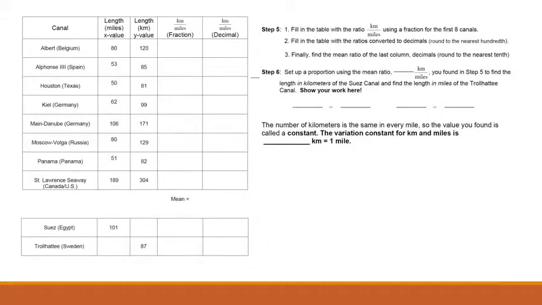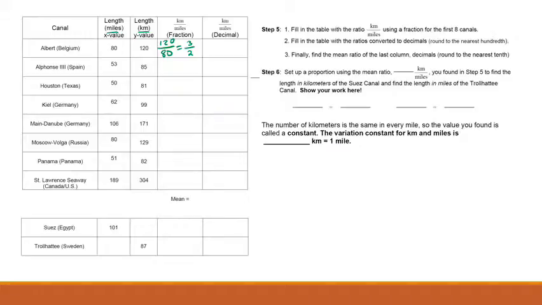Moving on to step 5, you're going to go ahead and fill in the table with the ratio of kilometers over miles using a fraction for the first 8 canals. So again, notice it's kilometers over miles. So in this case, for the Albert Canal, it's 120 over 80. And I'm going to just simplify that. It's okay to leave it as an improper fraction. I'm going to simplify it all the way down to 3 over 2 and leave it like that.